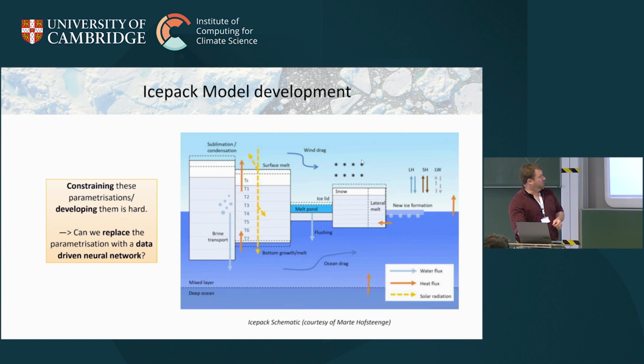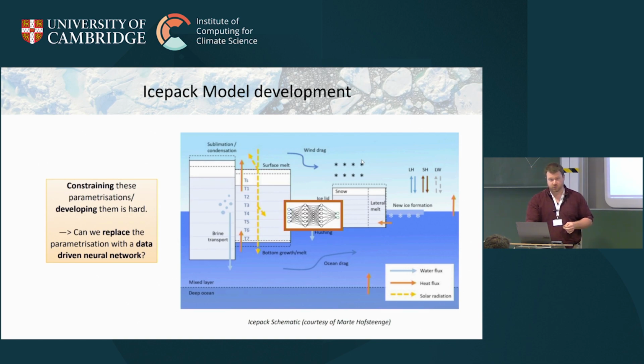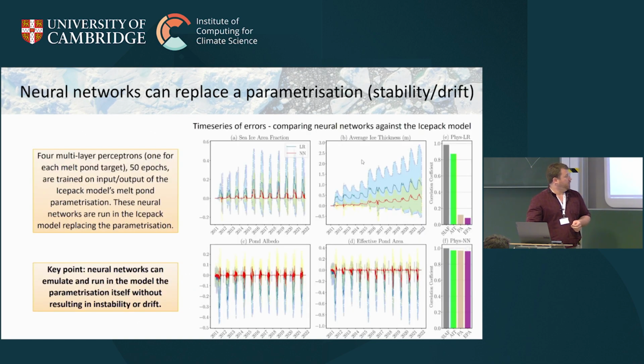So our proposal is that constraining and developing these parameterizations is hard, especially with the traditional bottom-up approaches based on physics principles. So can we use the more modern data-driven approaches, where we put neural networks in to replace these parameterizations? As a first step, we took neural networks and saw if they could literally learn this parameterization and replace the parameterization in the Icepack model itself.